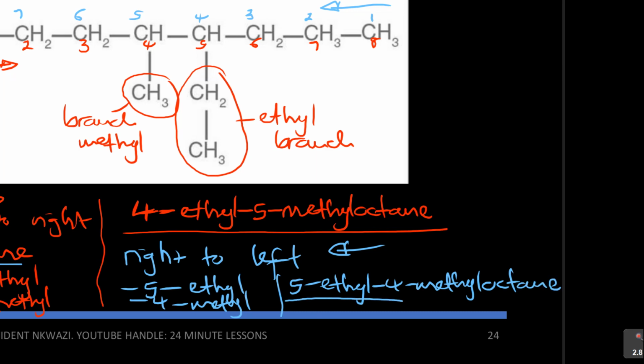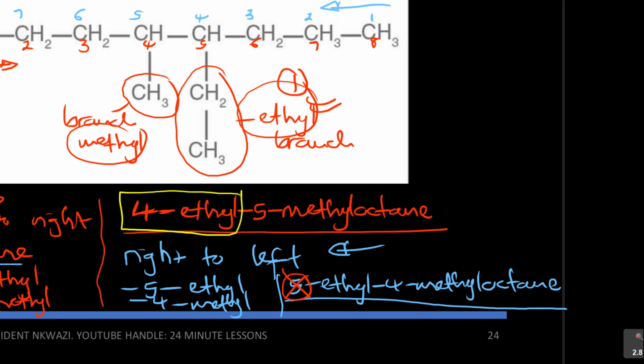Now the question is, which one of these two is correct? The correct one is the one with the minimum number. According to the alphabetical order, ethyl must start before methyl, so we have to take the numbering that makes ethyl the priority. The numbering that makes ethyl number 5 is wrong because it is now the bigger number. You need the one that makes ethyl the smallest number. Let me check again. Yes, this is correct. One is 5-ethyl, but the first one is giving us 4-ethyl. If ethyl is the priority, you take the one that gives ethyl the smallest number.